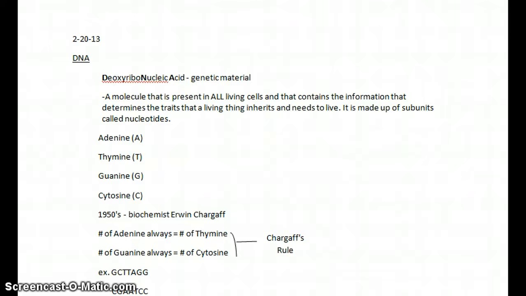In the 1950s, biochemist Erwin Chargaff came up with the idea that the number of adenine always equals the number of thymine. The number of guanine always equals the number of cytosine. This is Chargaff's rule.